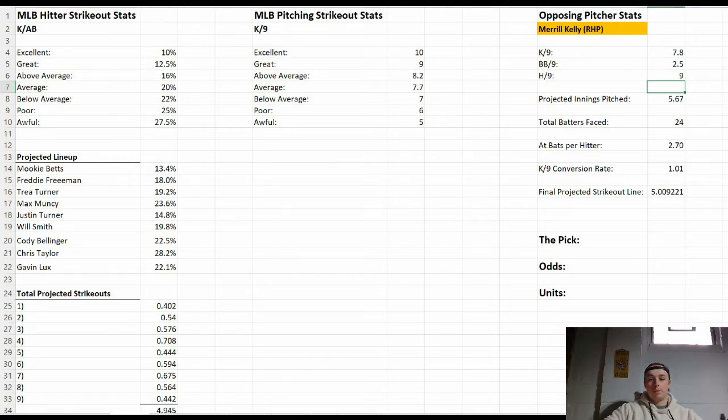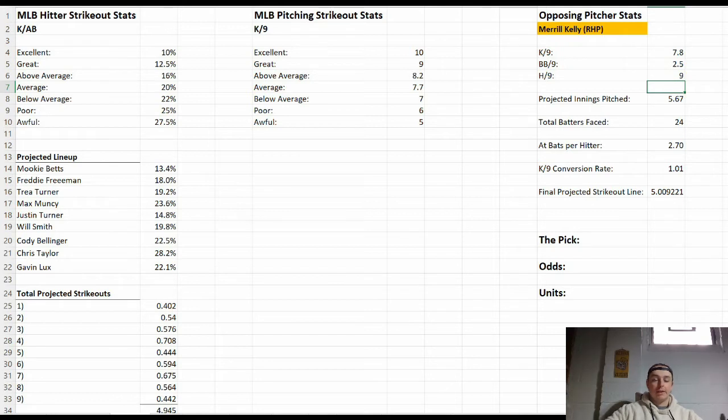And then the pitcher stats, I'll put the name up here in the orange box. And then you can see I've got the K per 9, walks per 9, and hits per 9. I've got a cell for the projected innings pitched. And then based on these numbers, I have different formulas that can tell me, all right, the pitcher's going to face this many batters. Each hitter's going to get this many at-bats. And here's the K per 9 conversion rate based on league average. All of these numbers play a factor in the final projected strikeout line. As you can see, there's a cell for that.